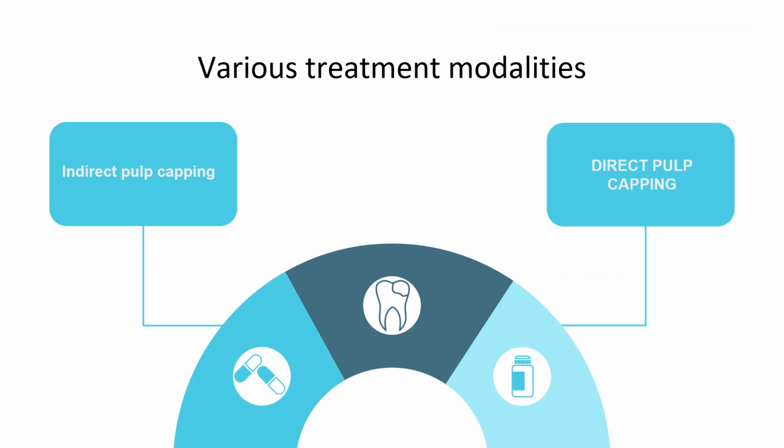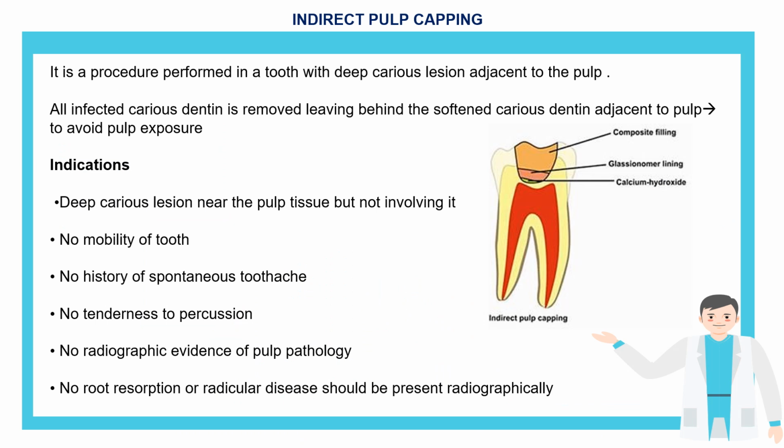Moving on to the various treatment modalities, they are direct and indirect pulp capping. So what is indirect pulp capping? It is a procedure which is performed in a tooth with a deep caries lesion adjacent to the pulp. Here, all the infected caries dentin is removed, leaving behind the soft caries dentin adjacent to the pulp so that it avoids pulpal exposure.